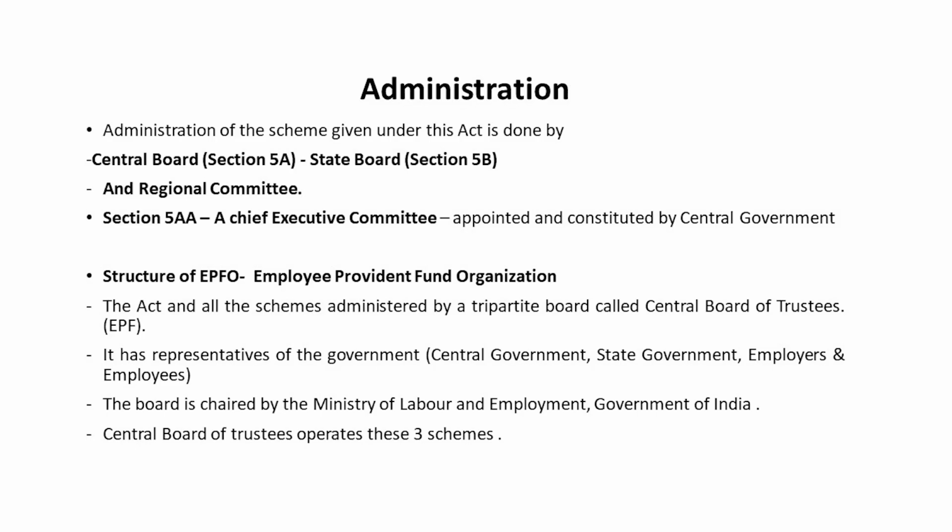The administration of the scheme under this act is done by the central board that has been created. It is given in section 5A, and here the constitution says who would be the members. The central government appoints the chairman and the other members of this board. For the administration we also have persons from the state government. In section 5B, a state board can be created where the members are notified by the government, and a regional committee can be set up by the government.